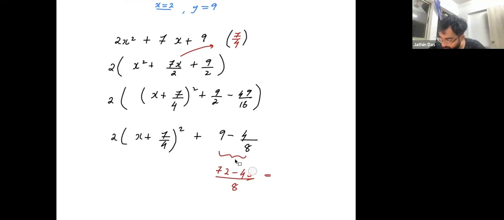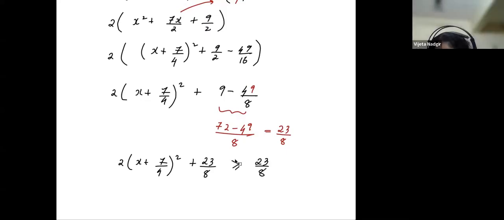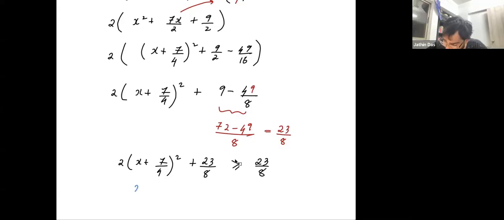49. Thank you. तो 72 minus 49 कितना आएगा? 23. 23 by 8. So this whole function is, you can reduce it like this. Okay. So can I say it's definitely greater than 23 by 8? And when will it be 23 by 8? When x is equal to minus 7 by 4. Whatever is inside, you equate it to 0.